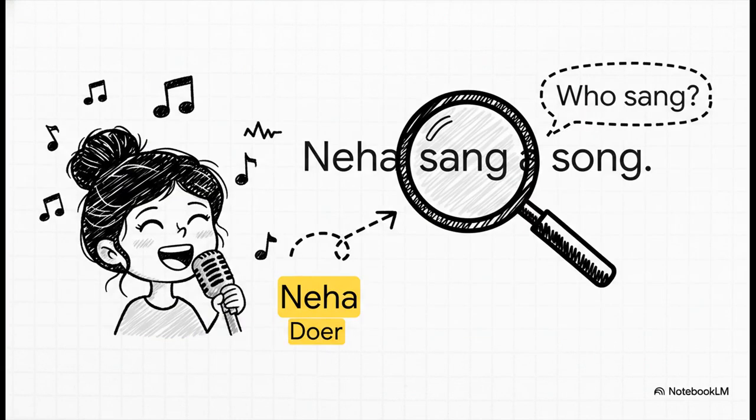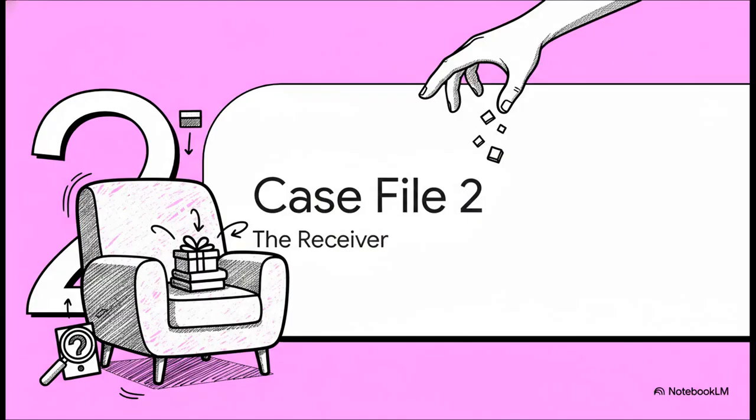All right, let's put this clue to the test. Check out this sentence. Neha sang a song. Okay, the action, the verb, is sang. Now, let's ask our secret question right before it. Who sang? The answer is Neha. Bam! Just like that. Neha is the one doing the singing, so Neha is our nominative noun. Case file 1 is looking solid. Awesome job, detectives. Now, let's move on to the next file.